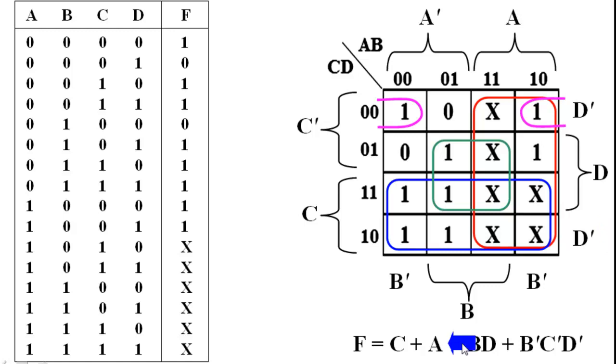A represents the red group, because the red group contains the A columns, so we write A. Now we check B. It contains the B and the B prime columns, so we eliminate B. Now let's look at C. It contains the C prime and the C rows, so we eliminate C. And it contains the D prime and the D rows, so we cancel D. And in the same way we can find the expression for the green and the pink groups. And we get this expression.